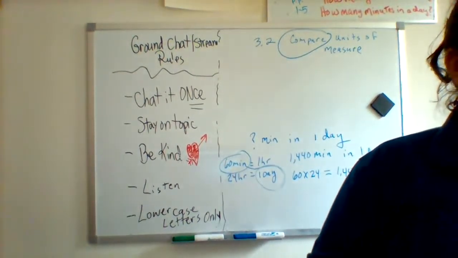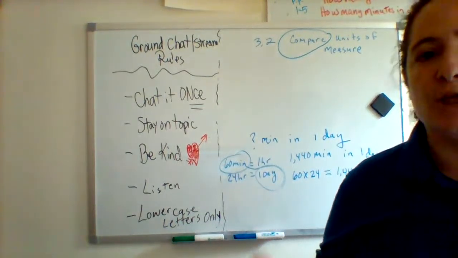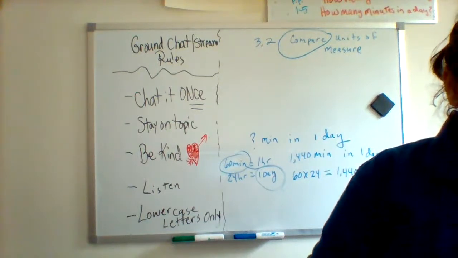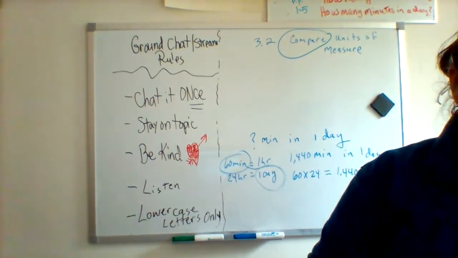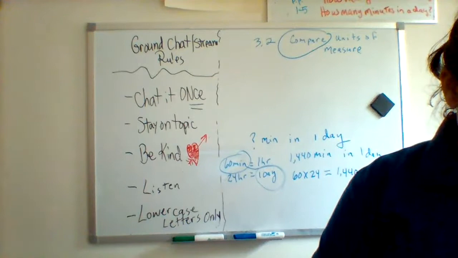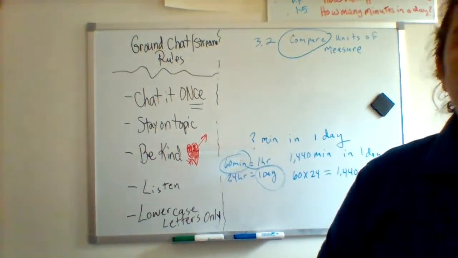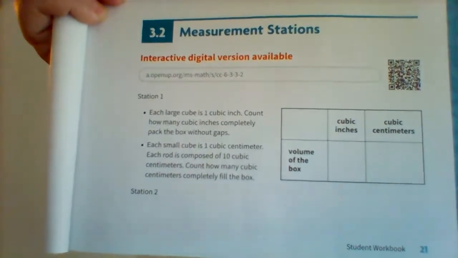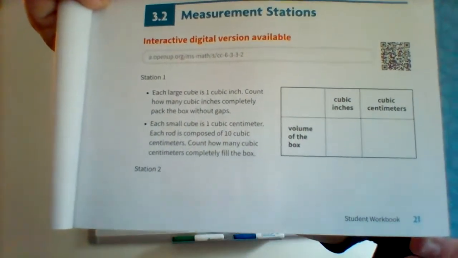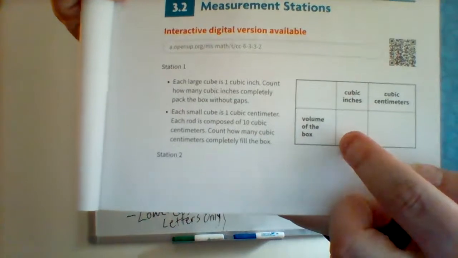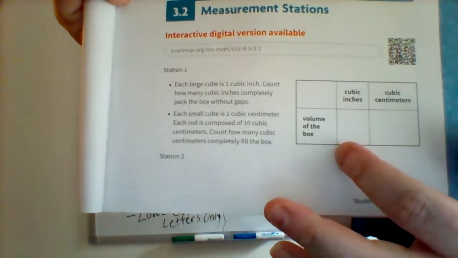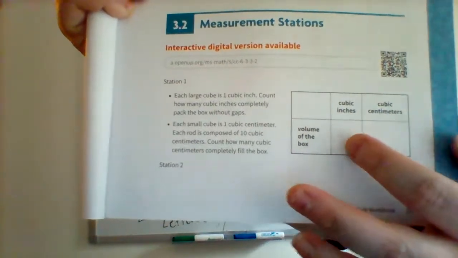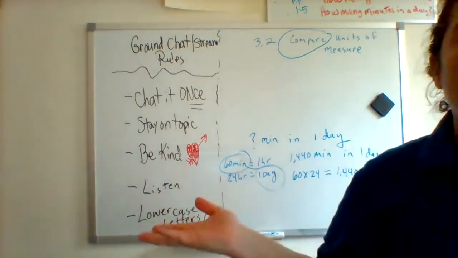Okay, so I'm going to start station by station. And if you have any questions, please ask me. That's strange, I don't remember closing that out. Okay, so the first thing we're going to look at is station number 1, again. In station number 1, you're supposed to decide how many cubic inches will fill the box and how many cubic centimeters will fill the box. Now, what box are they talking about?